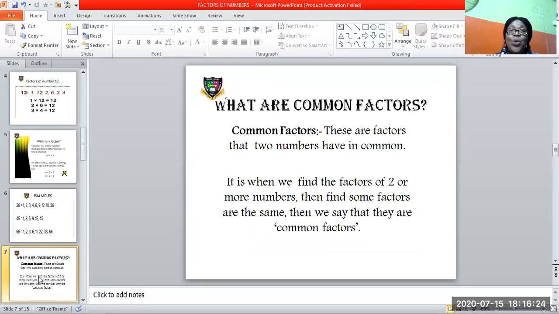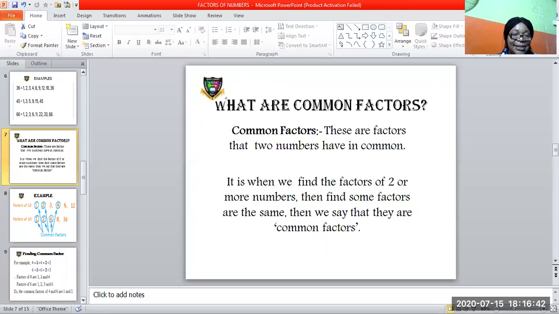So when we look at it closely, it becomes the common factor. Are we together? Beautiful.